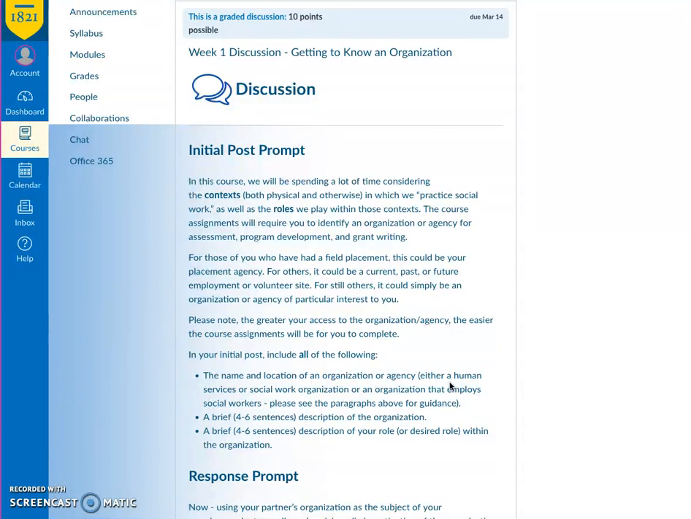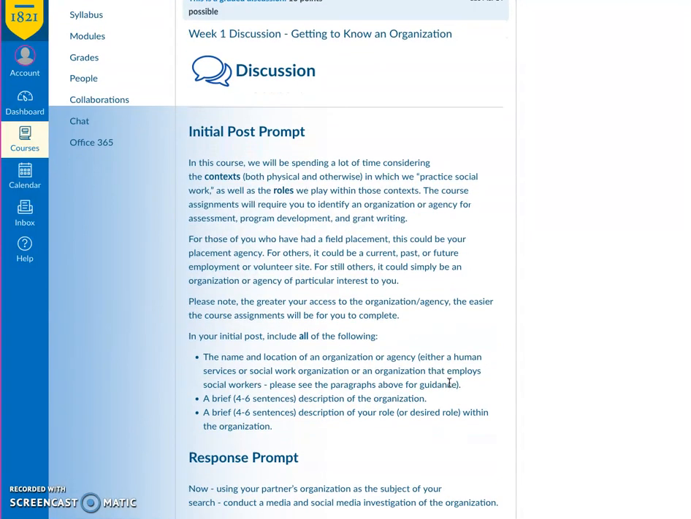The important thing to remember here is that this is the organization that you will be basing your future assignments on. You will review this organization for your organizational assessment assignment that is due in week 2, and you will develop a program proposal for this organization for your main program development assignment for this class. Therefore, pick an organization that you are familiar with. You should ideally have good access to the staff at the organization in case you have questions, or you should have some other way of finding out what you need from the organization for the purpose of this assignment.